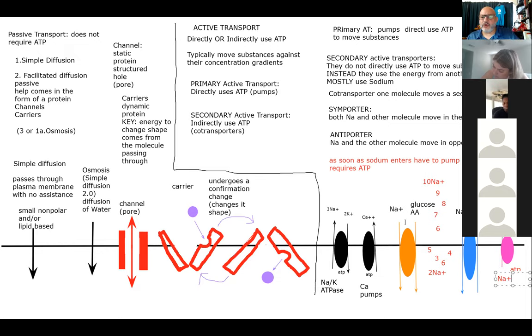So notice my co-transporters don't directly use ATP, but if I don't use ATP to kick that sodium out, or I can even use my sodium potassium pump to kick that sodium out, if I don't use ATP to get rid of that sodium, my co-transporters won't keep working. So that is why it is considered active transport, but it's secondary because it does not directly use it.